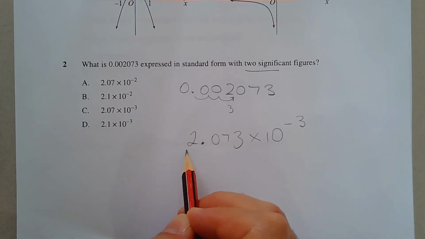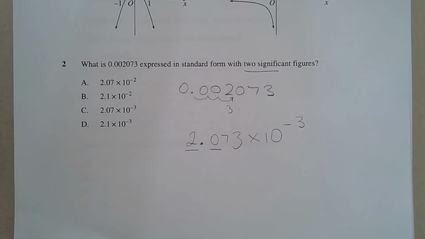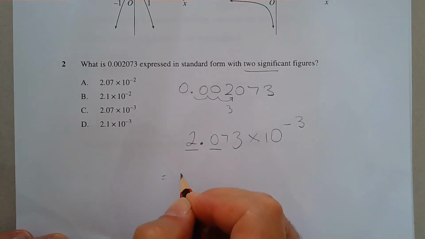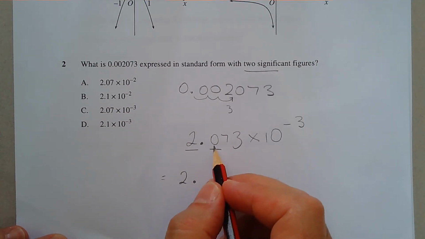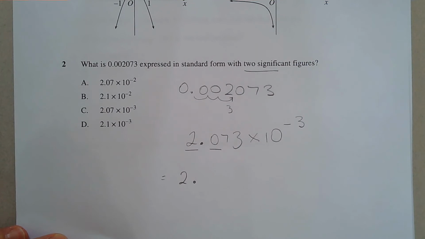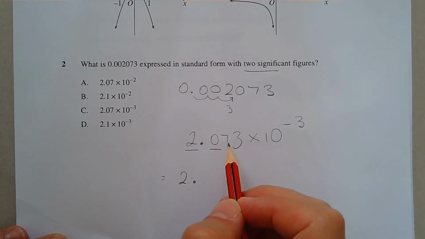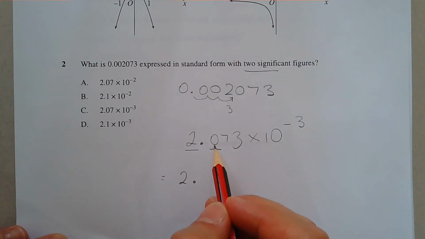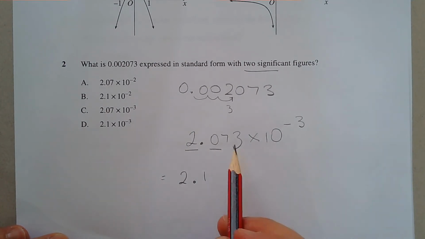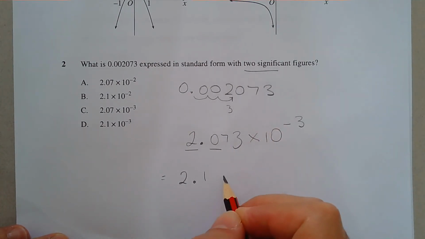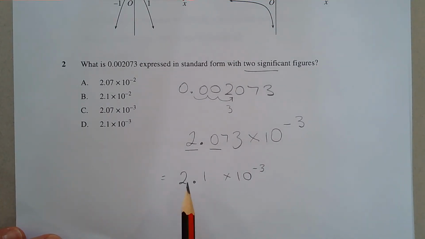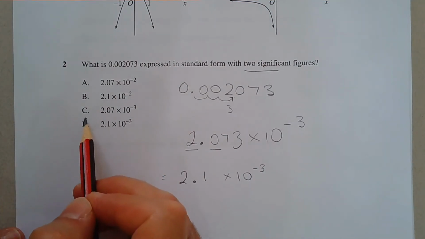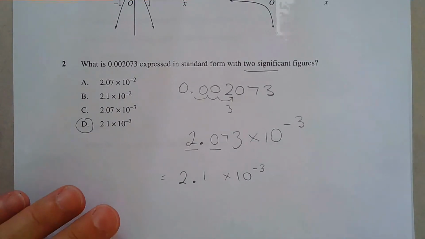What I like to do is underline the numbers that I want, the significant numbers, which means they're the important numbers. So that's going to be 2 point. Now, the 0 either stays as a 0 or becomes a 1 depending on the number behind it. The number behind is a 7, which means that the 0 must become a 1. We then ignore the 7 and the 3. We don't need to worry about those. Times 10 to the power of -3. So that's going to be option D. So 2.1 times 10 to the -3.